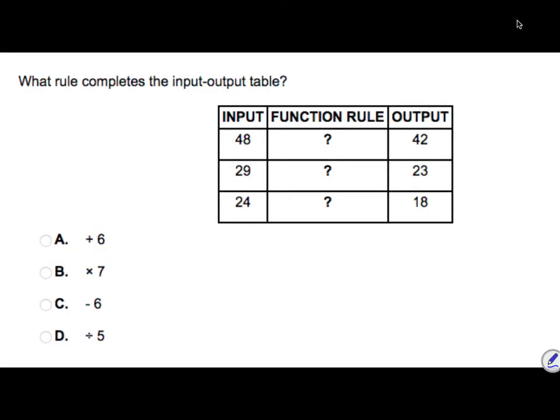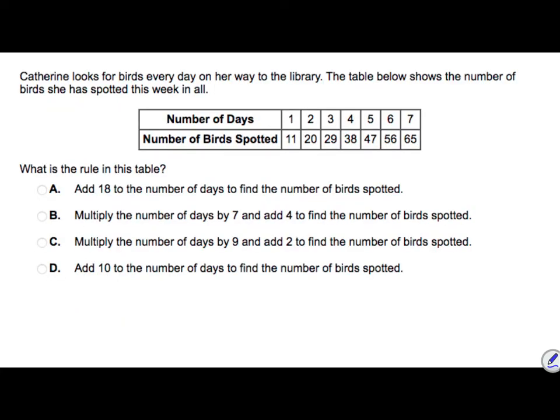Try to use A, B, C to help you, and it'll help you figure out what your possible things are and do no or maybe to break it down. All right, we're going to do 2 more. This one says, Catherine looks for birds every day on her way to the library. The table below shows the number of birds she has spotted this week. So here's her days, day 1, 2, 3, 4, 5, and how many birds she's spotted. What is the rule of the table?